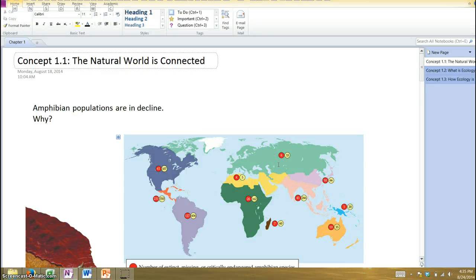Okay, so chapter one. The chapters in this book, the ecology book, are divided into separate concepts. And so I've got a page over on the side here for each concept. The first concept is that life is connected and that no organism lives in isolation.